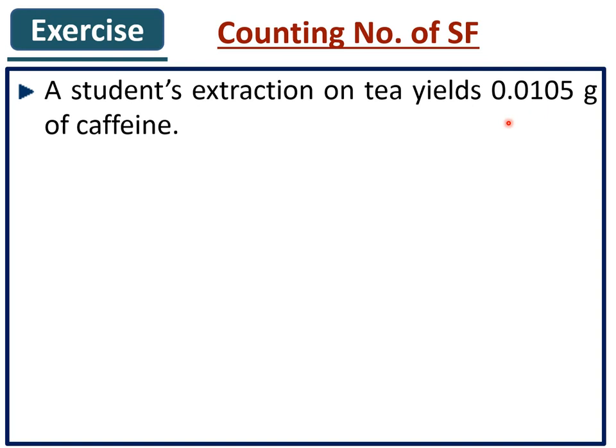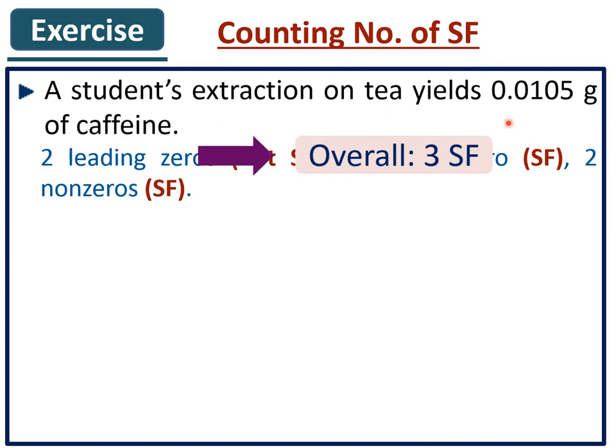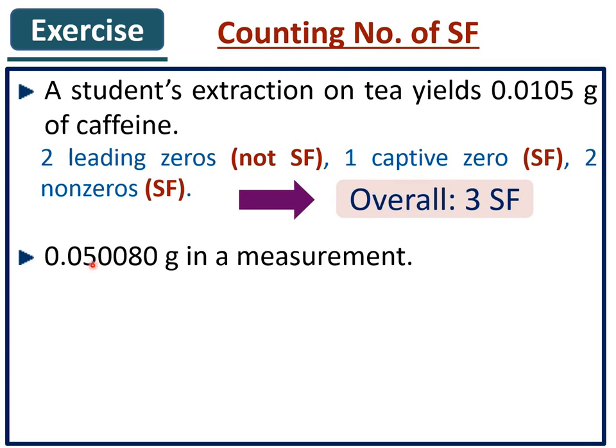Okay, the other question here: how many significant figures are in this number? 1, 2, 3, 4, 5. So how about this zero? It is a trailing zero. Is it counted? Yeah. Why? Because we have a decimal point. So this trailing zero is counted as significant. So we have here 5 significant figures.